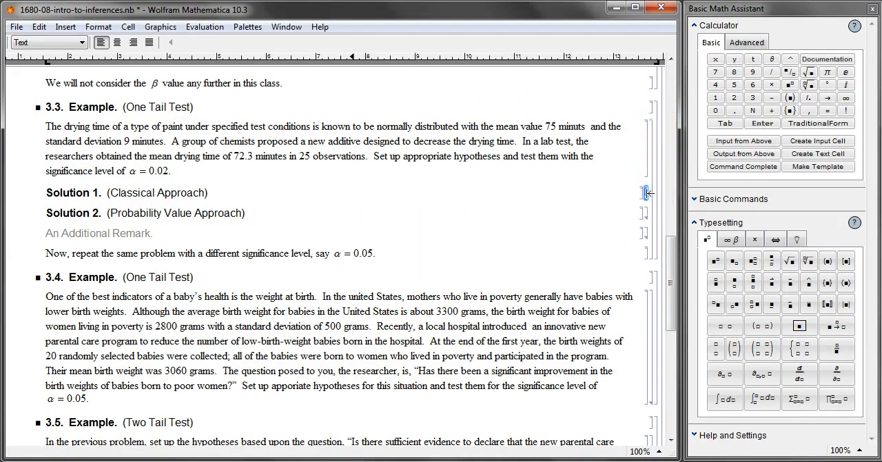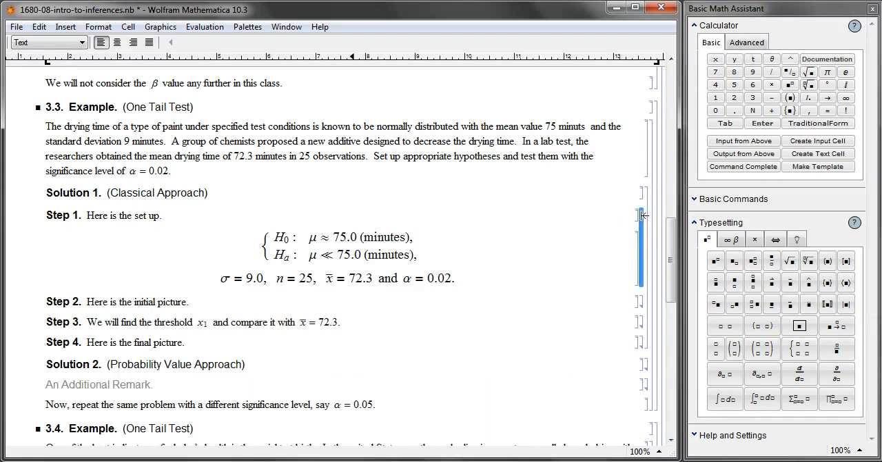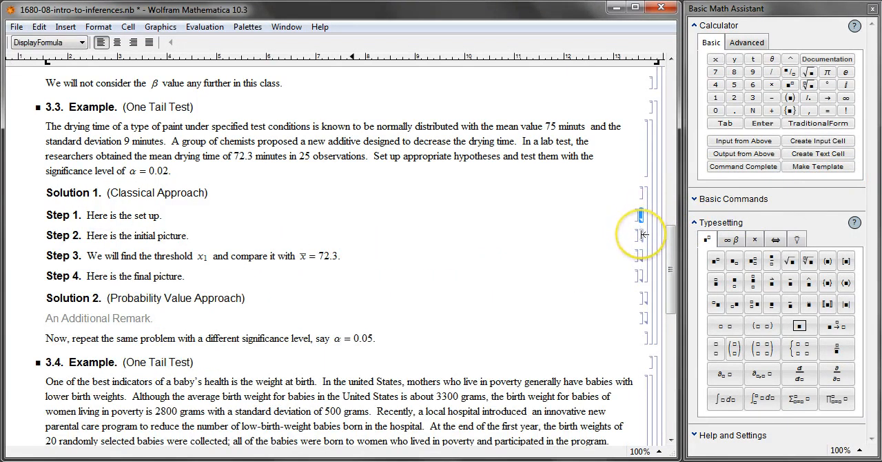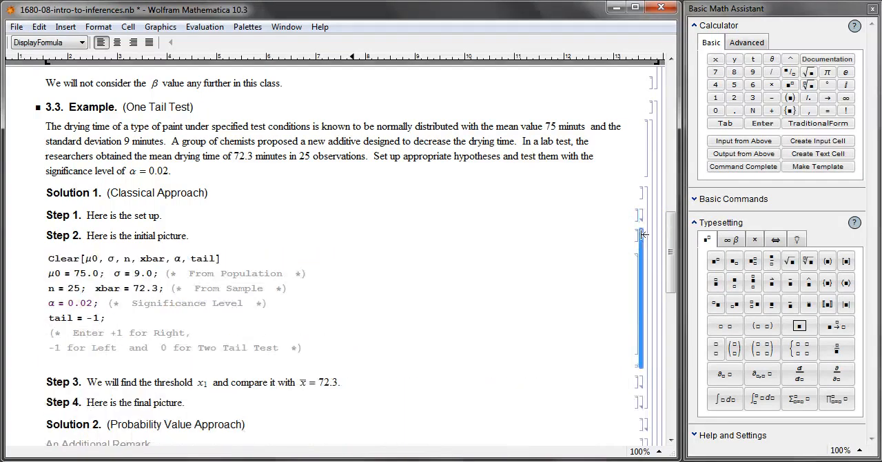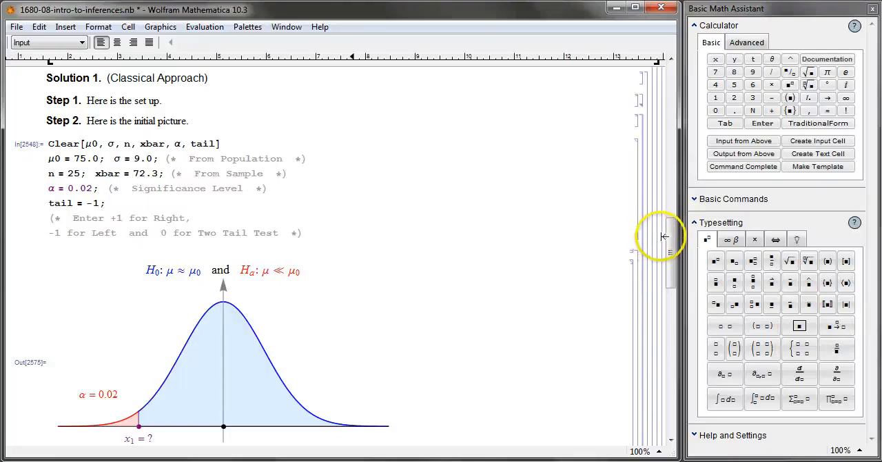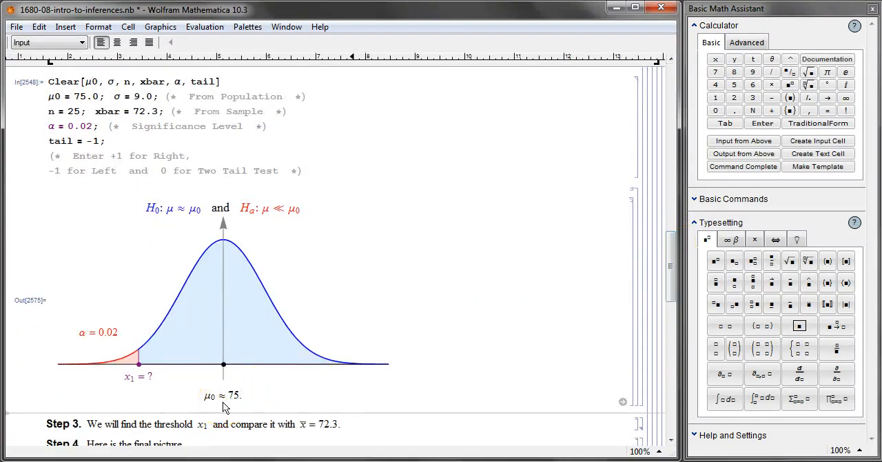Well, here's the setup. Null and alternative, and then sigma and x bar and alpha. Okay, now that the setup is done, let's draw a picture, and the picture is always drawn around the null value, mu0, the null. Alright, we have 0.02 here, the wing part, and we have to find out the threshold, or the critical value. How do we do that?